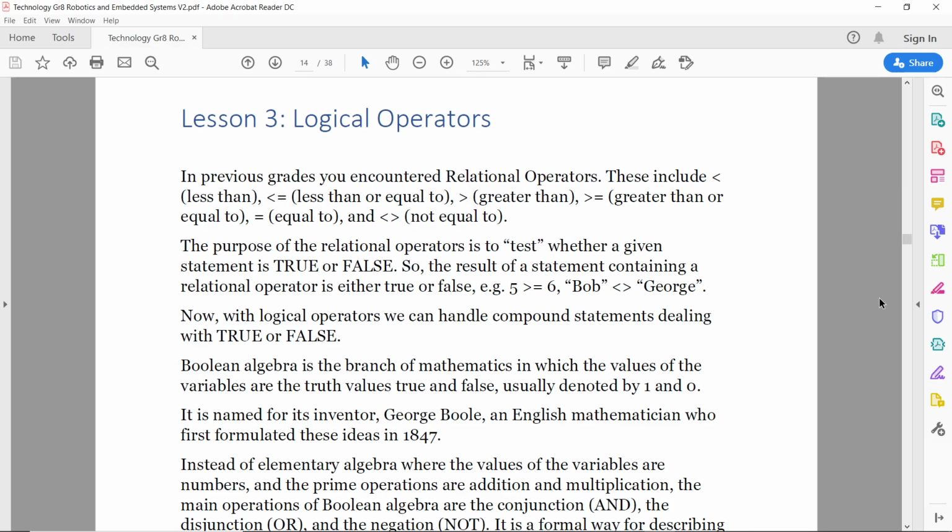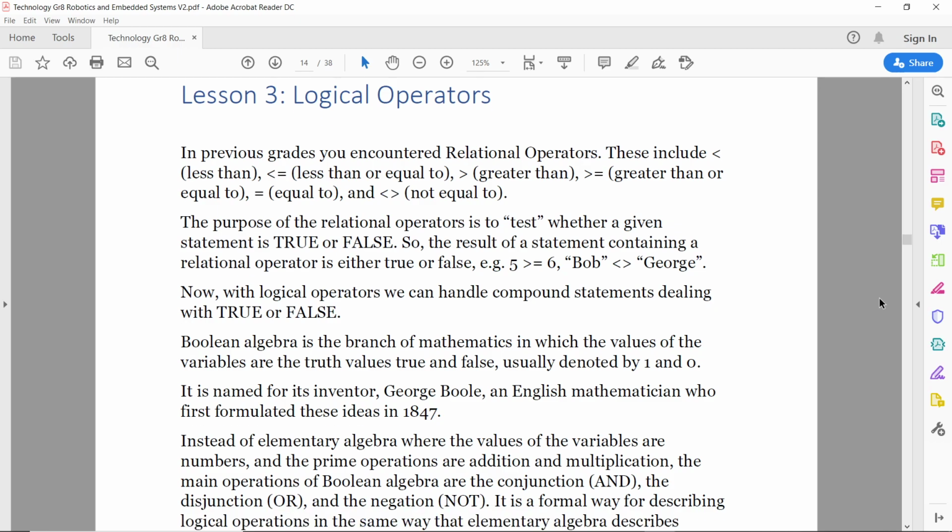Okay, so what we are going to be doing now is dealing with a different kind of operator. We're going to deal with what we call logical operators. So logical operators will allow us to join multiple statements together into a single statement. You can read a little bit of the history here about what it does, and that's just for interest's sake. You don't have to know that. I'm not going to ask you in the test who is George Boole.